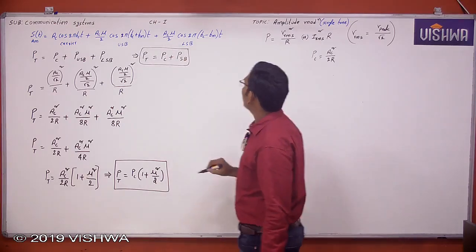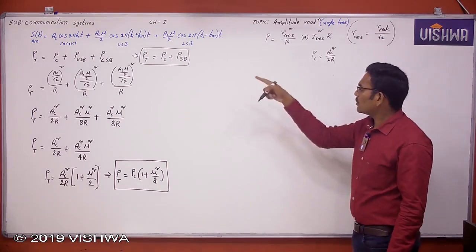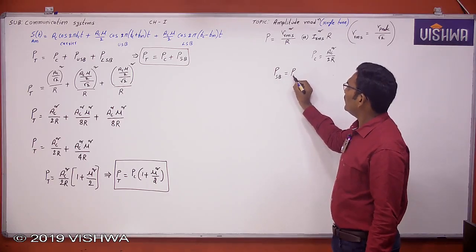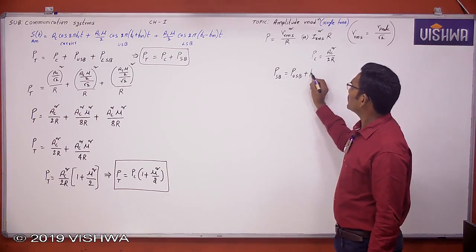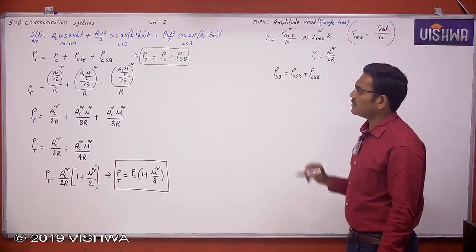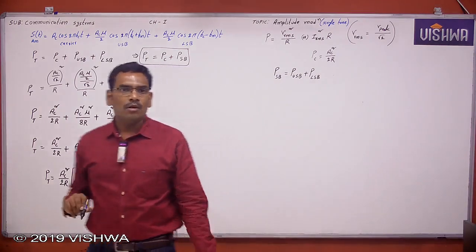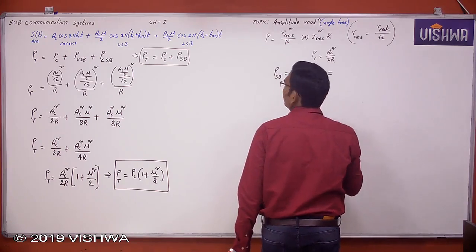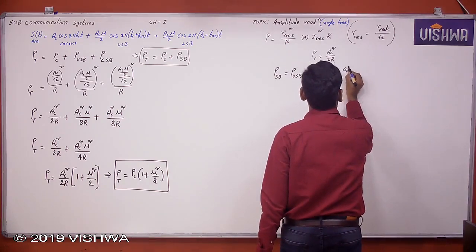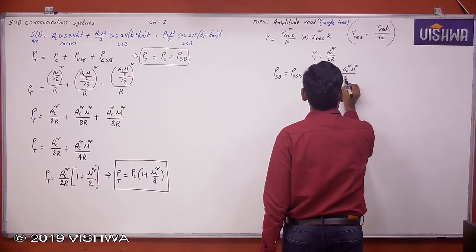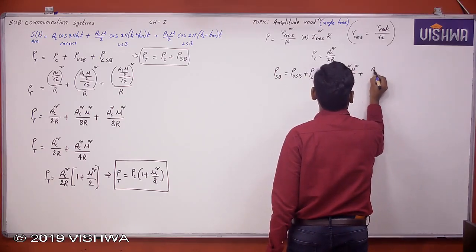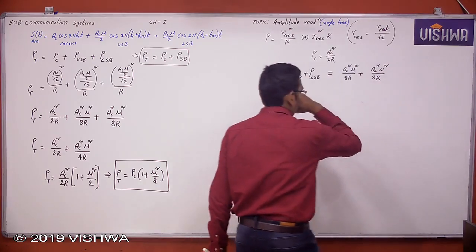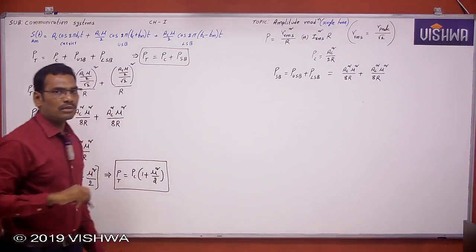Now I am asking, what is the carrier power? This is the carrier power. Now what is the total sideband power? The total sideband power is nothing but upper sideband power plus lower sideband power. Now what is the upper sideband power? The upper sideband power is Ac square mu square by 8R, and the lower sideband power is also Ac square mu square by 8R.